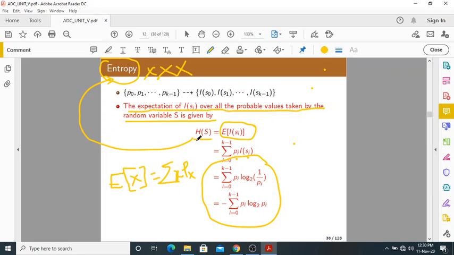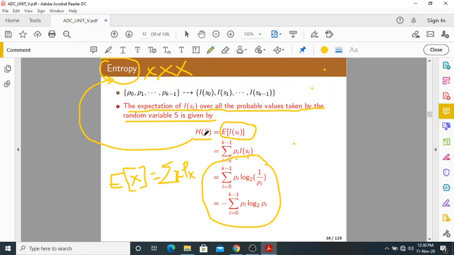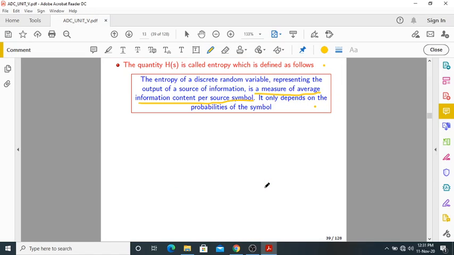Here H of S means the average information of the source capital X, which contains k number of symbols. Now please make a note of this. This entropy depends upon what values? The probabilities. The entropy of any source depends upon the probabilities of occurrence of individual symbols in that particular source. There is no other variable except probability: Pi into log of 1 by Pi. It completely depends upon the probability.